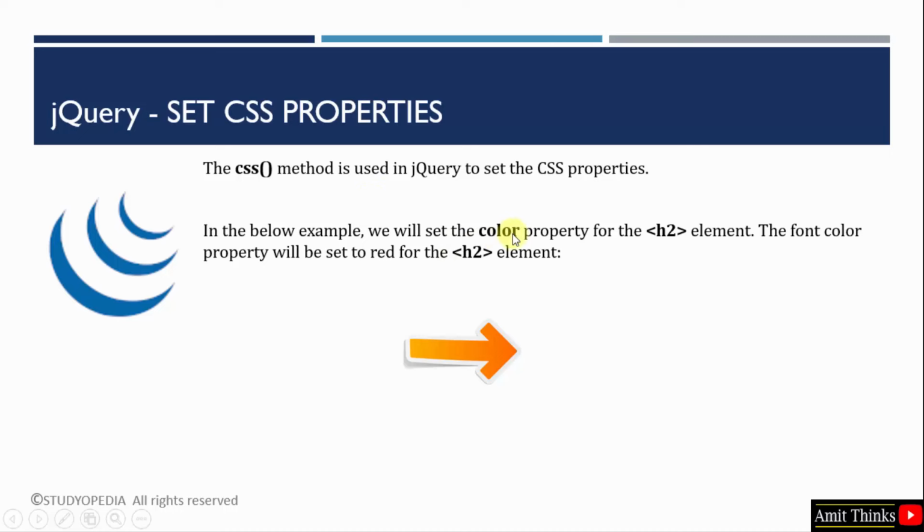We will see an example in which the color property will be set for, let's say, the h2 element, the heading level 2 element. We will set the color to red for the h2 element using the CSS method. Let's see the example.